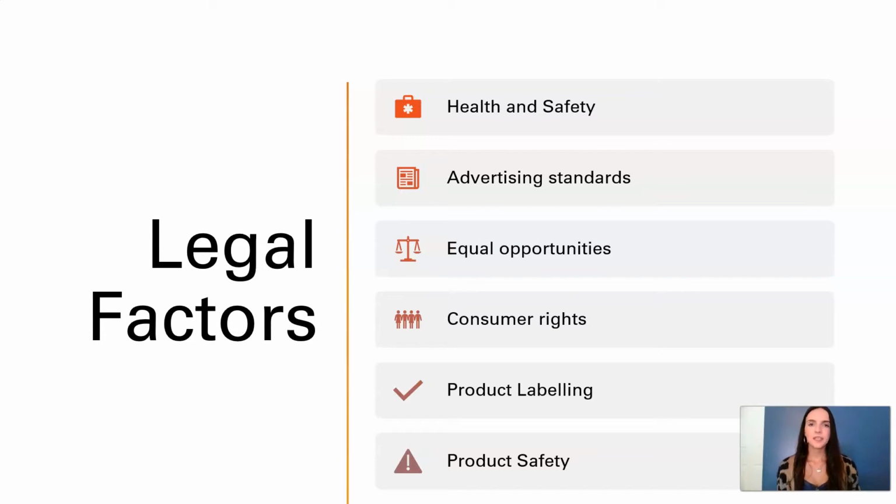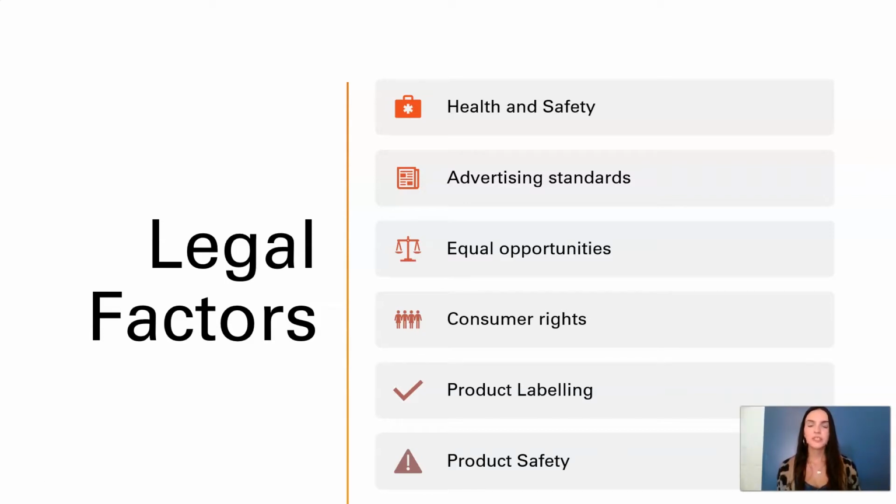Legal factors to consider in product design and development are really important. You need to think about health and safety, so you could look at the BSI standards. You could also look at advertising standards and laws. Are you providing equal opportunities with your product? What about consumer rights? How are you going to label your product to make sure that it is legal?